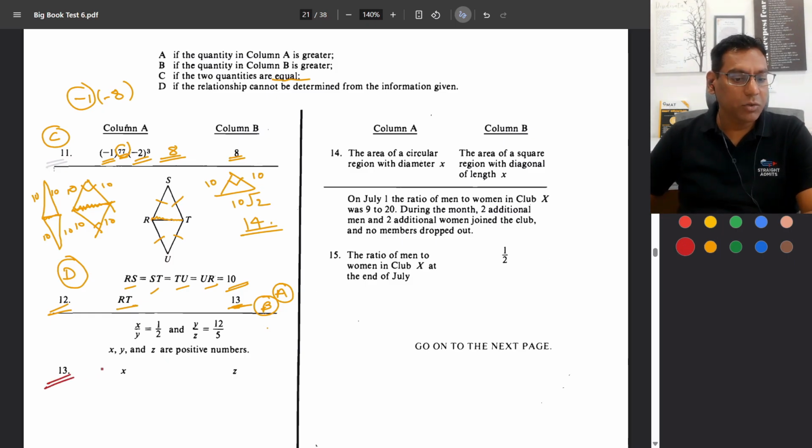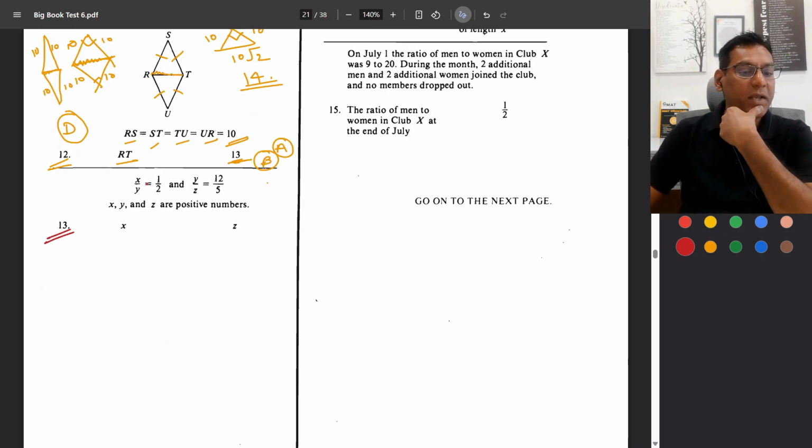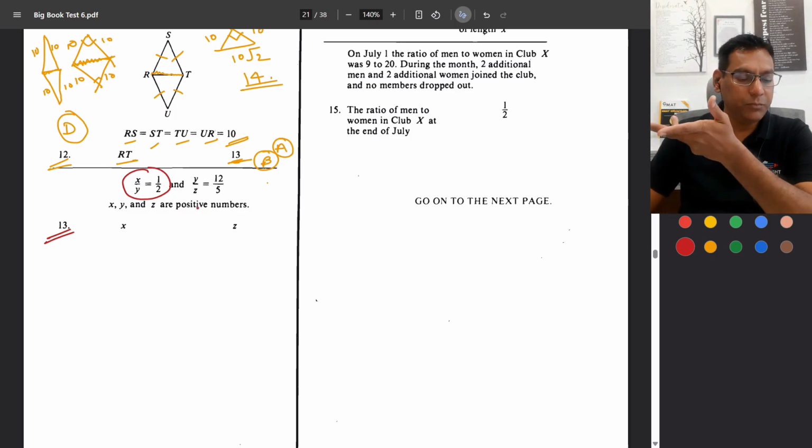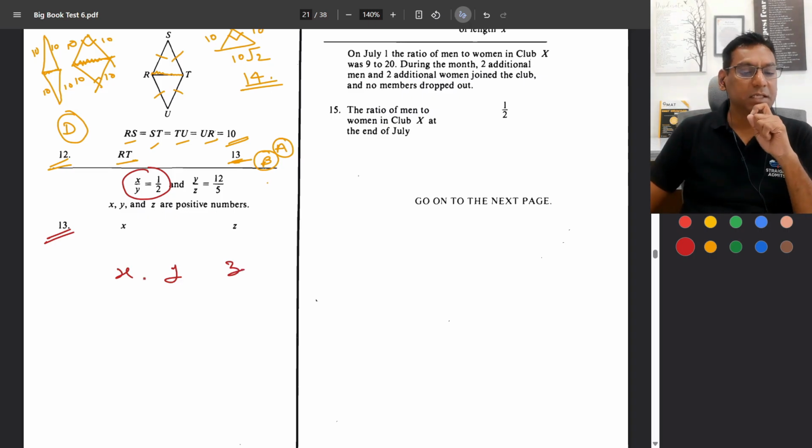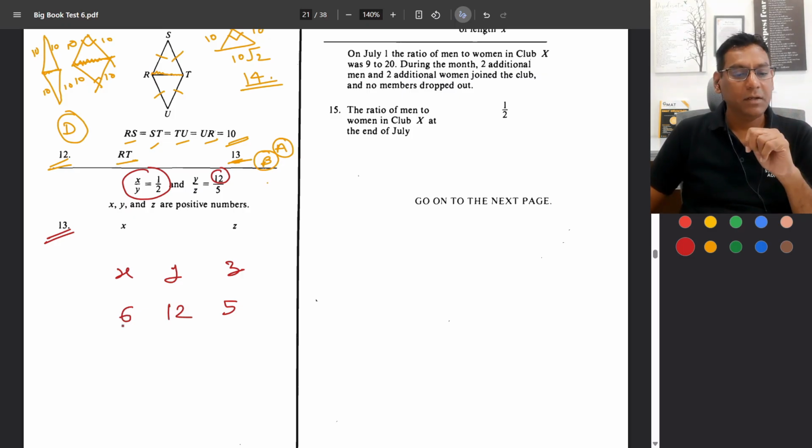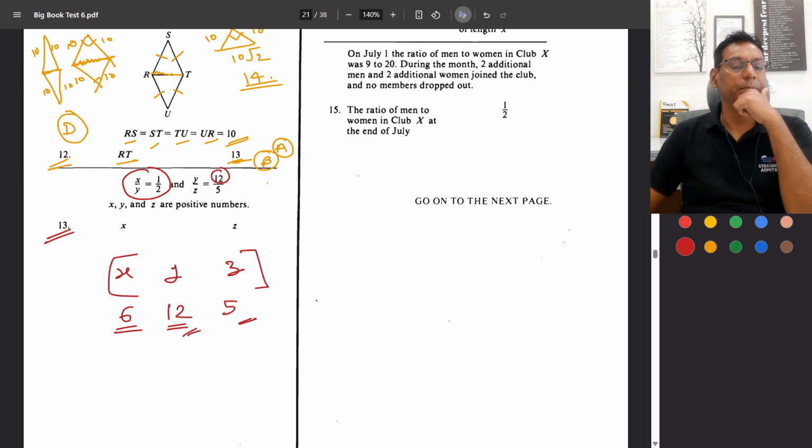Question 13. x by y is equal to half, y by z is equal to 12 by 5. Two different ratios, so let me pick numbers that fit both of them. Because y is given to be 12, let me write this as 12 over 5, and I pick x such that x by y is 1 by 2, so I pick x as 6. So x by y is 6 by 12, which is 1 by 2, and y by z is as given, 12 by 5. So all of them now fit in this frame.